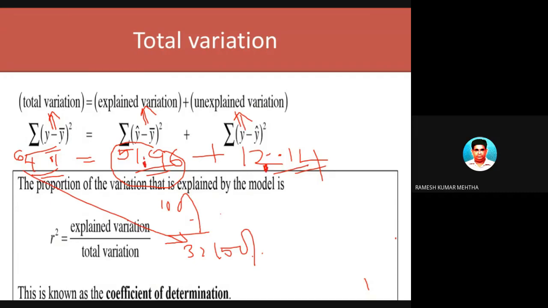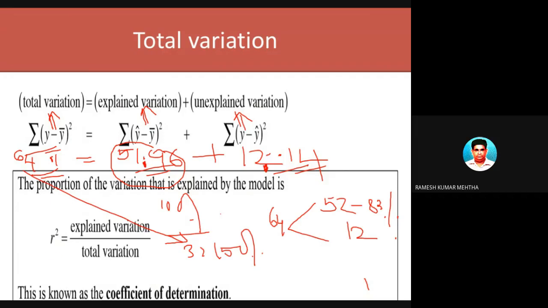For example, 64 in this case, 52 is explained and 12 is unexplained. So it's almost 5 divided by 6, which is 83%. So it's a very good model.